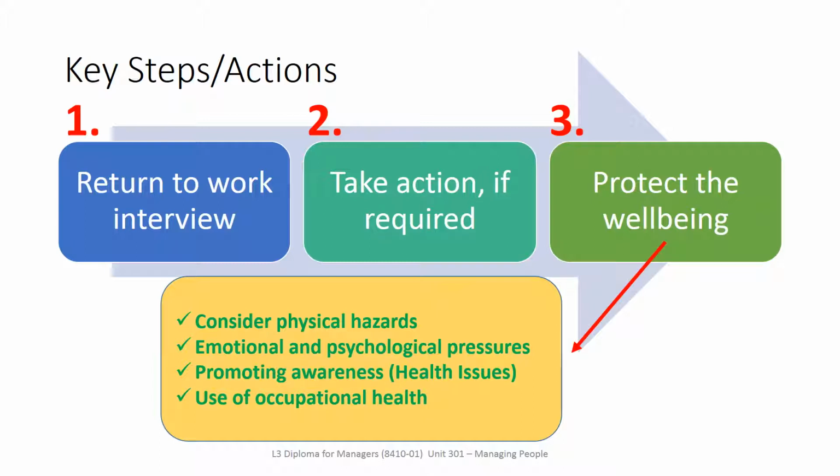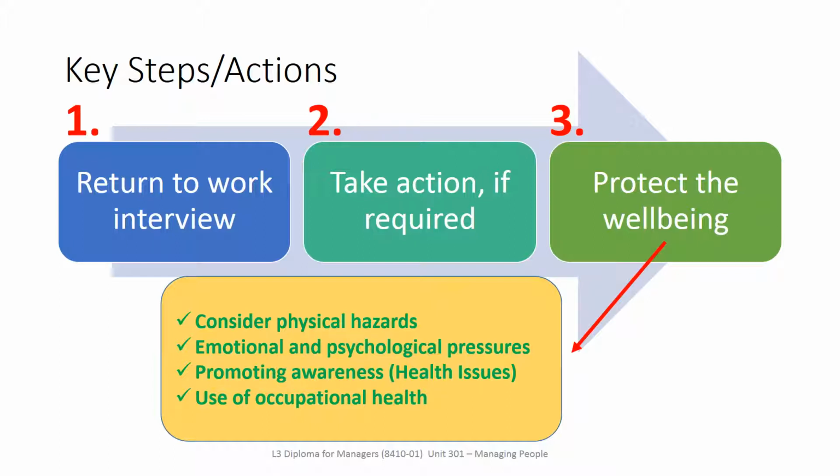Is there a poor working relationship? Is there anything like bullying and harassment going on in the workplace? And we're going to talk about that specifically later. We need to be promoting awareness of health issues such as smoking, healthy diet, exercise, not taking drugs, mental health issues, all these things that may be leading to this absenteeism. And we need to, where possible, use occupational health.